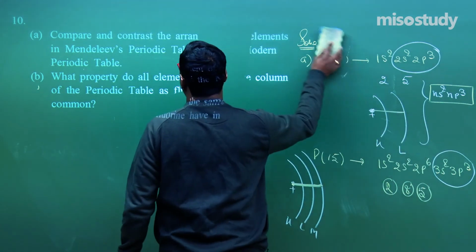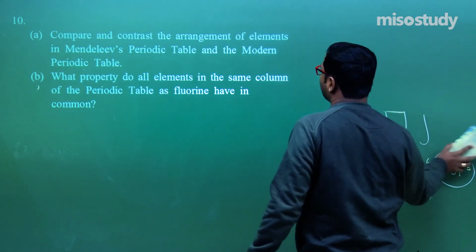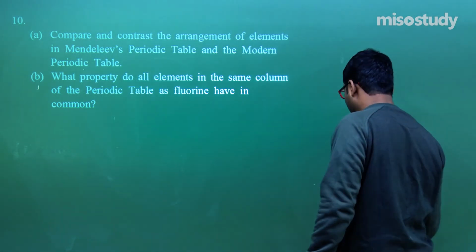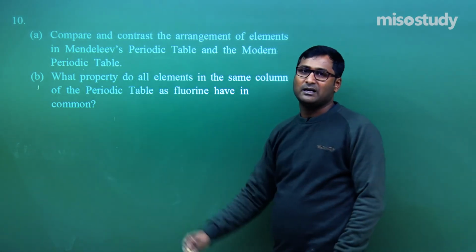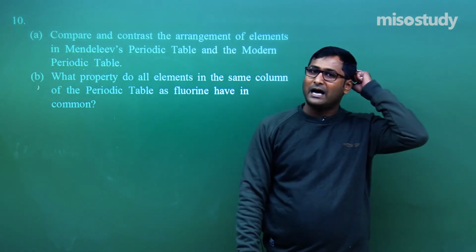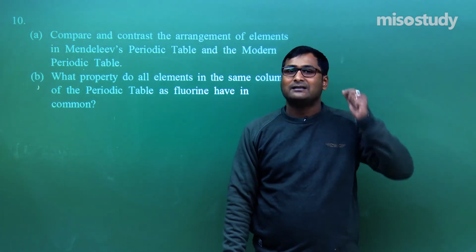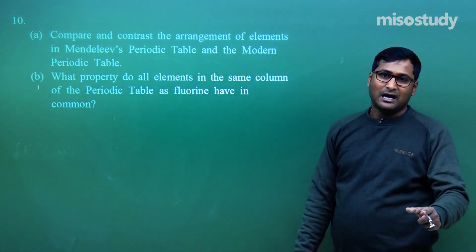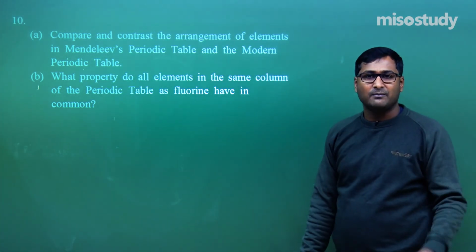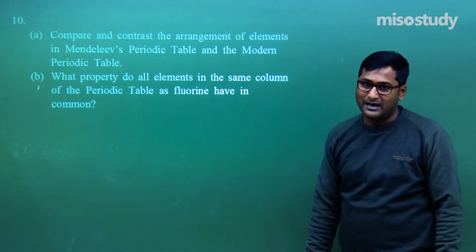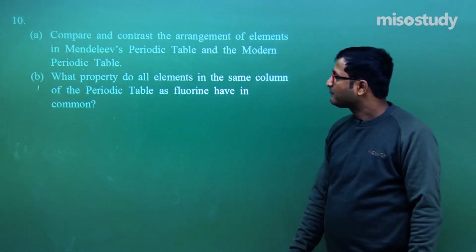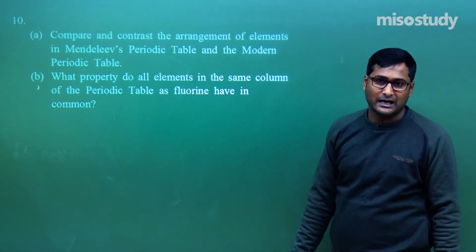What is question number 10? Compare and contrast the arrangement of elements in Mendeleev's periodic table and the modern periodic table. As we know, Mendeleev's periodic table is completely based on atomic mass. The modern periodic table is based on atomic number. According to Mendeleev, properties of elements are related to atomic mass, but in the modern periodic table, properties of elements are directly related to atomic number. That is, elements with similar electronic configuration are grouped together. But in Mendeleev's table, there was no such electronic configuration.